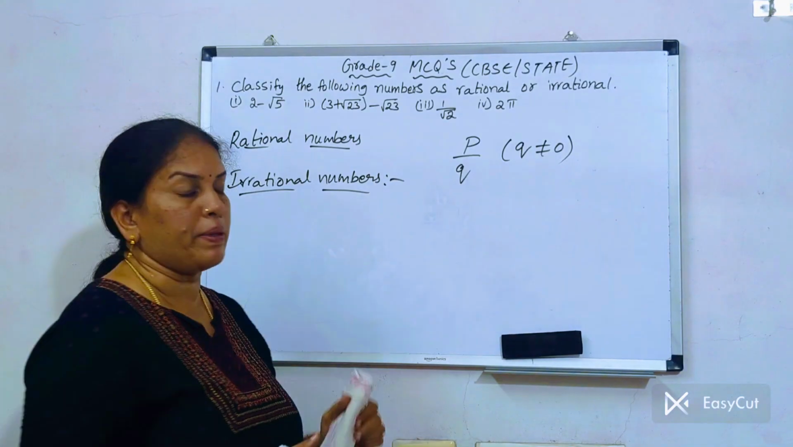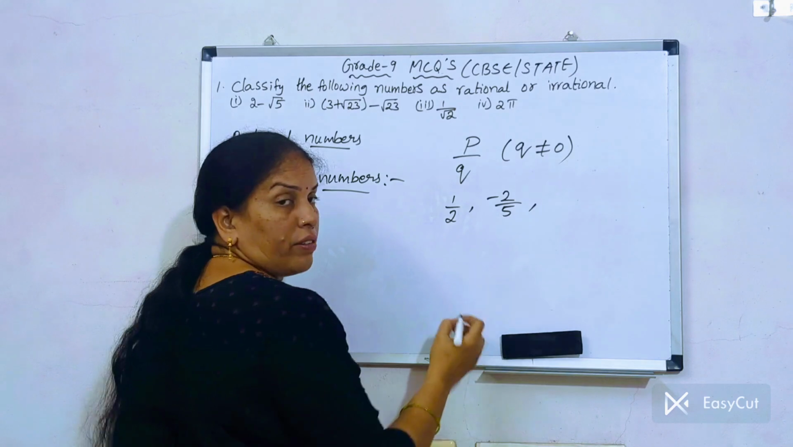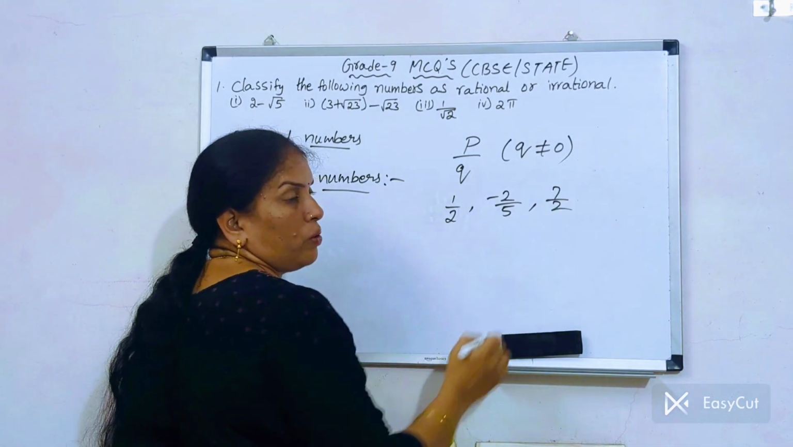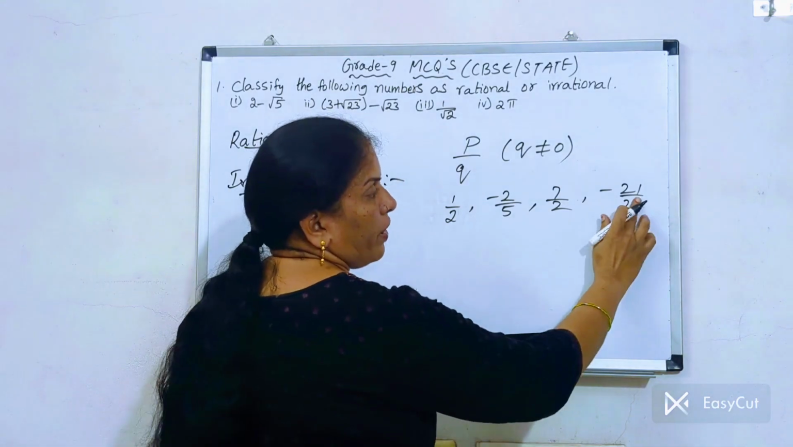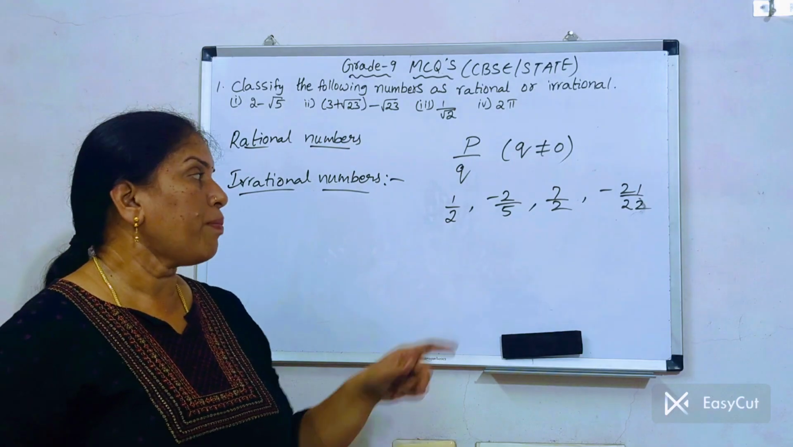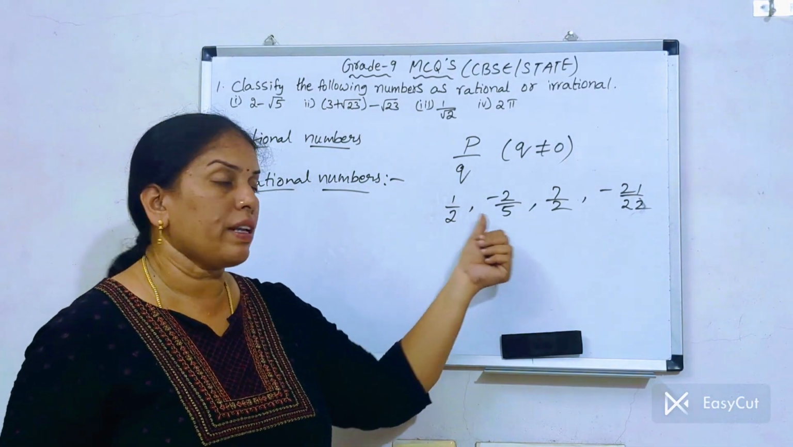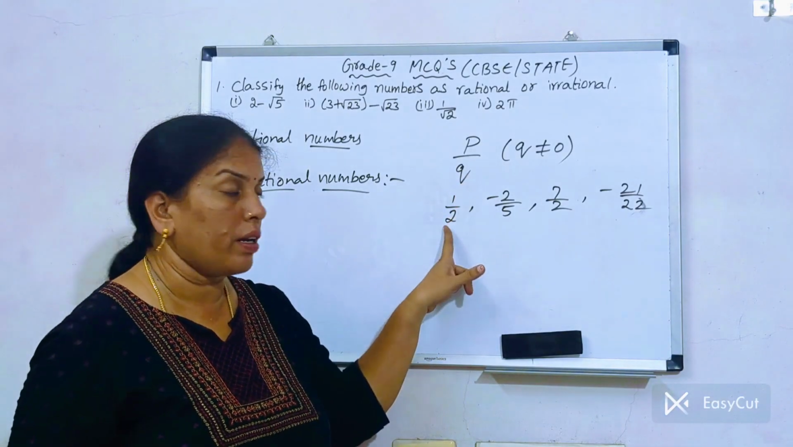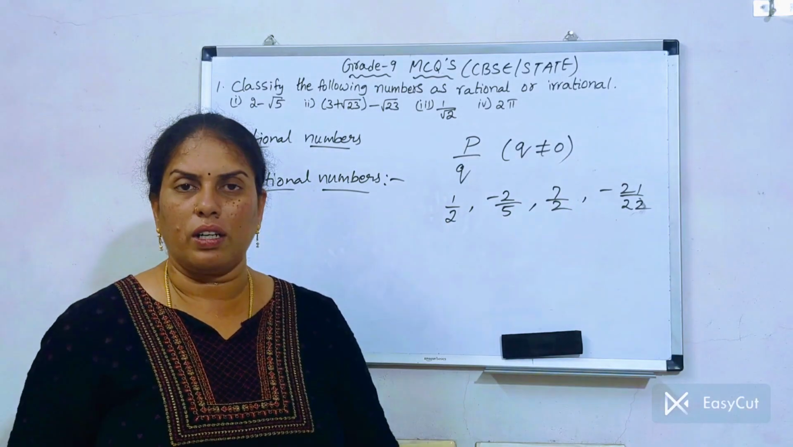I will give some examples: 1 by 2, minus 2 by 5, 7 by 2, minus 21 by 22. These are all rational numbers. Why? Because they are in the form of P by Q, where Q, the denominator, is not equal to 0. These are all rational numbers.